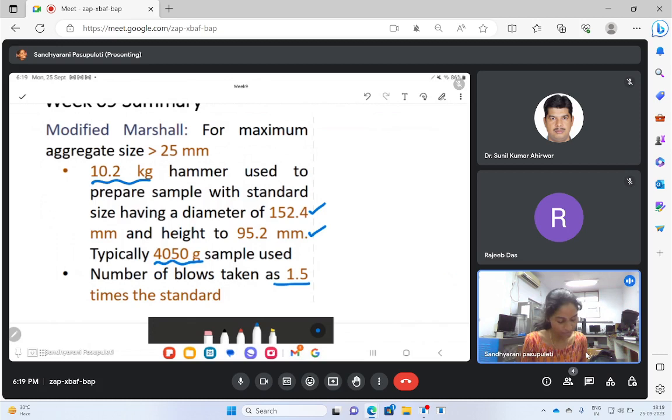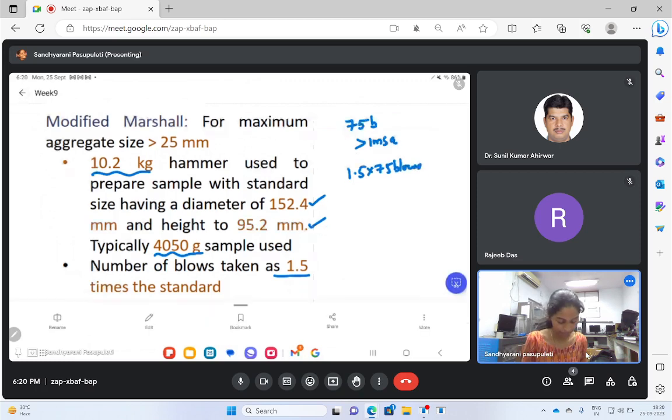And for the number of blows, in standard Marshall, if you consider 75 blows for traffic greater than 1 MSA, here you have to take 1.5 times 75 blows.